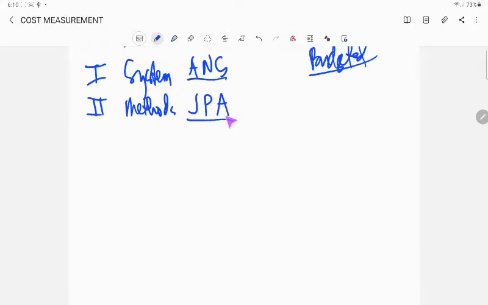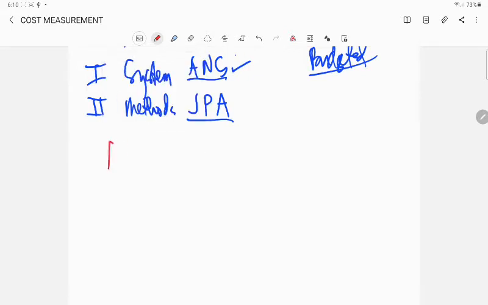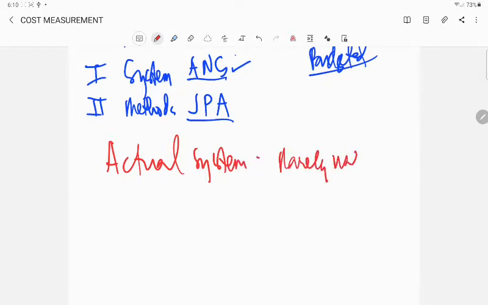Okay, I would focus in cost measurement on differentiating the actual, the normal, and the standard costing. Okay? So, why do we need to use these? Actually, the actual system is rarely used. Okay? The one more often used is the normal system. Why?